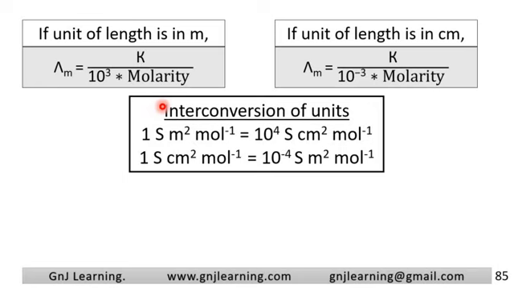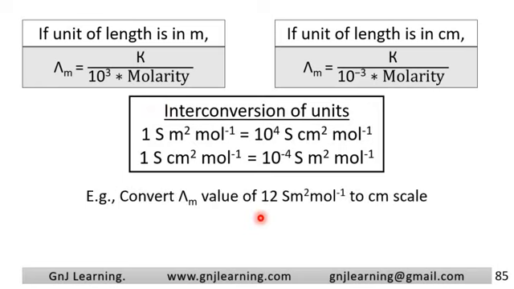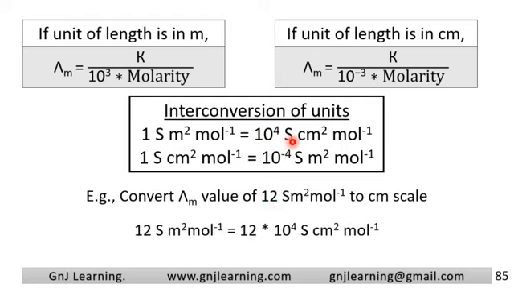We will look into an example. Convert lambda m value 12 Siemens meter square mole raised to minus 1. So here it is meter to centimeter scale. What is supplied? It is meter that is supplied. This unit in meter is equal to 10 raised to 4 unit in centimeter. So 12 means what I have to do? 12 into, I have to multiply with this. That is 12 into 10 raised to 4 S. So I can convert this from meter to centimeter. And if I use this, I can convert centimeter to meter. So interconversion is also possible.